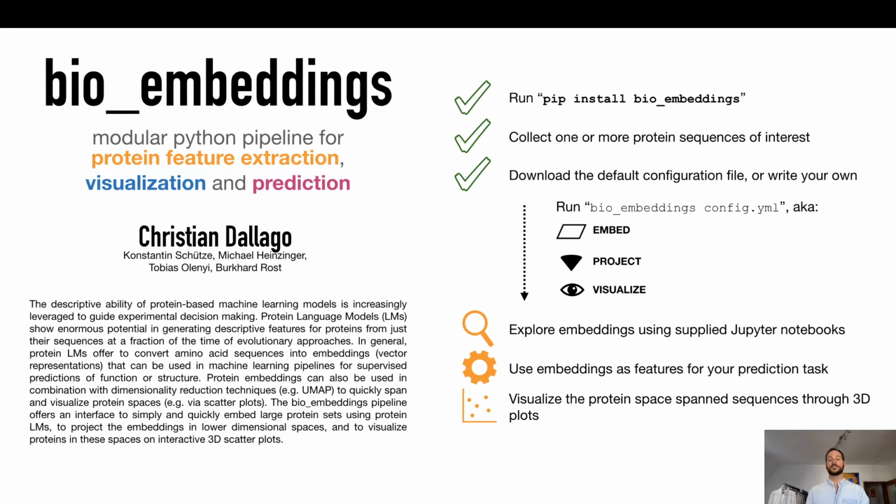And from the output of this default pipeline run, you will be able to explore the embeddings using Jupyter Notebooks, which we also make available online. You will be able to use the embeddings as features for your prediction tasks, and there's an example of that online as well. And from the visualize stage, you will get a scatter plot of your input sequences, which you can use to see if the language model that you have chosen is able to separate well the sequences that you have inputted.